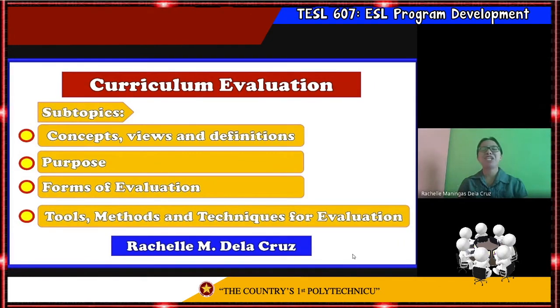So our previous discussants have discussed the various stages involved in developing a curriculum, from curriculum planning down to curriculum implementation. So this time, my partner, Angelica Lopez, and I will discuss the last stage of curriculum development, and that is the curriculum evaluation. I will discuss the following subtopics: concepts, views and definitions, purpose, forms of evaluation, and tools, methods, and techniques for evaluation.